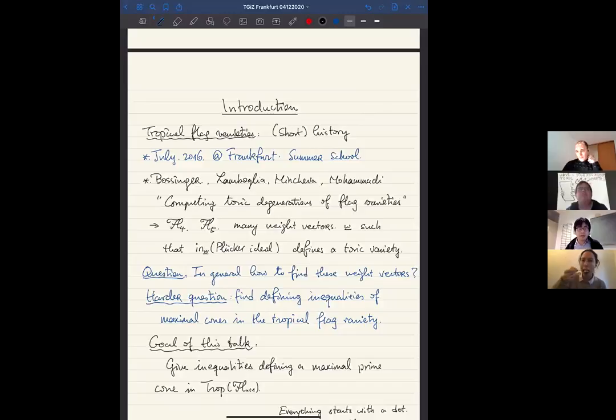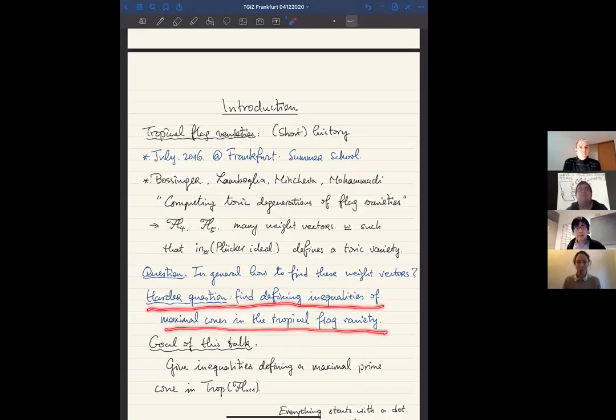And then we thought about a harder question. How do we find these weight vectors? If we could find some defining inequalities of the maximal cone in the tropical flag variety, definitely we would get these weight vectors easily. So now we ask this harder question. I think this kind of question, to my knowledge, is quite rare in tropical geometry, because I don't know whether you expect to find explicit defining inequalities of maximal cones in the tropical flag variety. And maybe people think we are crazy.